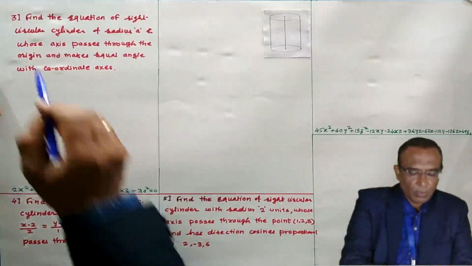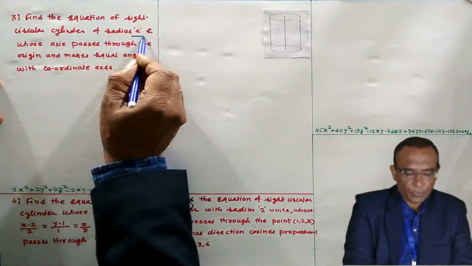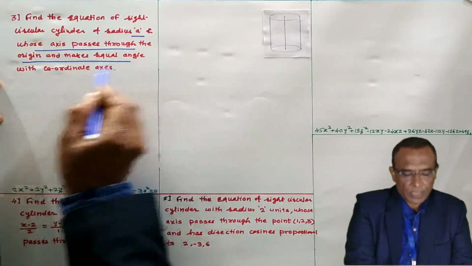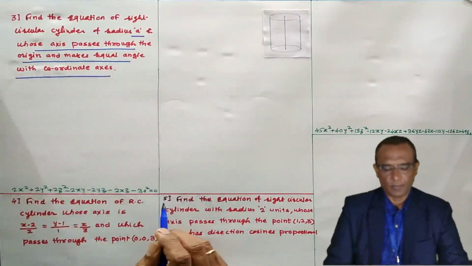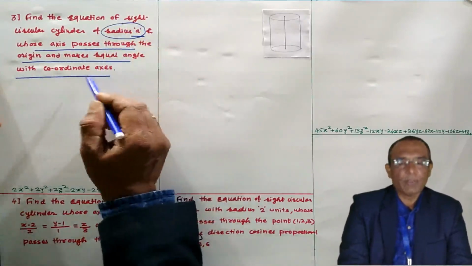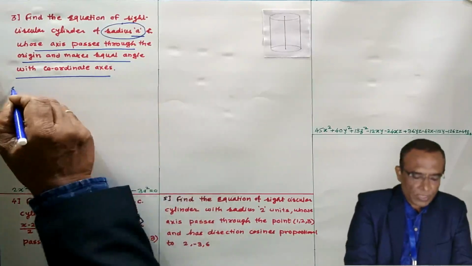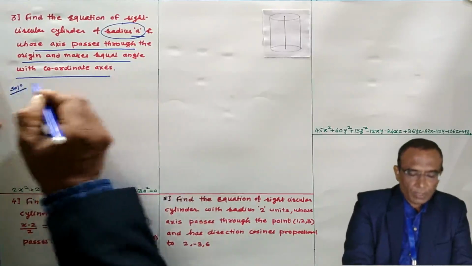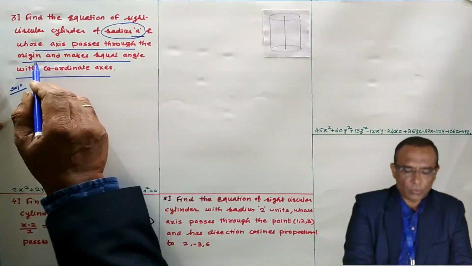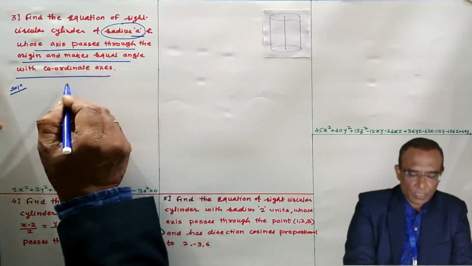For the next one, find the equation of the right circular cylinder of radius a, whose axis passes through the origin and makes equal angles with the coordinate axes. Here the radius is given, but the equation of the axis is not given directly. But we can find the equation of the axis here. See, the axis passes through the origin and makes equal angles with the coordinate axes.